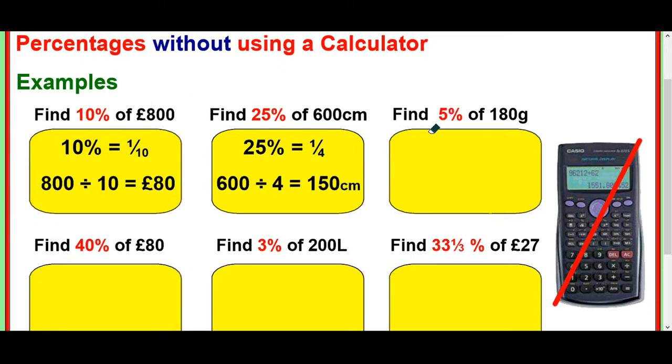To get 5%, I'm actually going to start with 10% again. So 10%, divide 180 by 10, that would give you 18. And then to get 5%, we can just half our answer because 5 is half of 10, so we half the other side as well, and you would get 9. So 9 grams. There are other ways to do it. You could say how many 5s go into 100, that would be 20, so it would be a 20th. So you could divide that by 20 and get 9 as well.